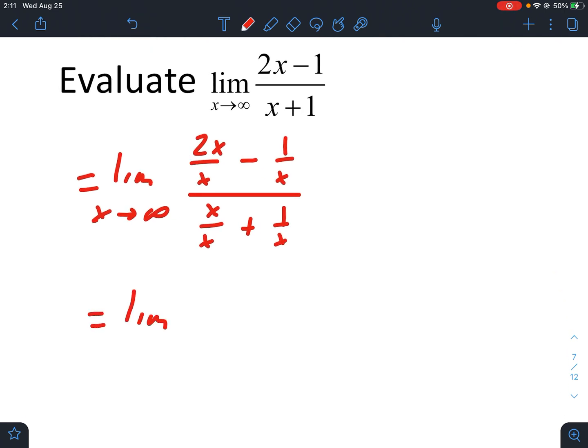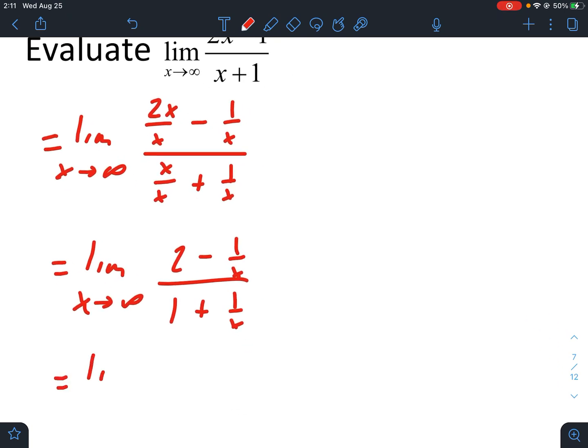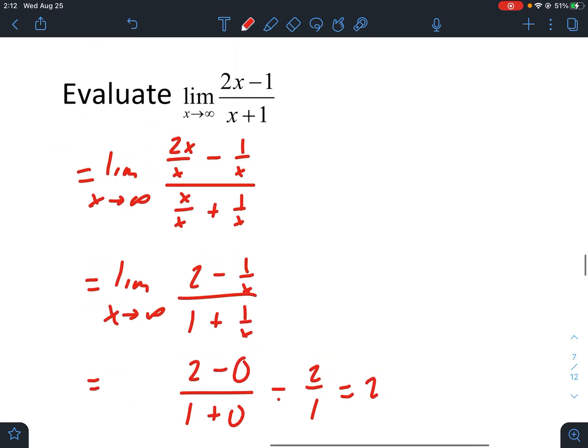Now, if I simplify this, I get 2 minus 1 over x over 1 plus 1 over x. And now if I put infinity in, where I have x's left over, I get 2 minus 1 over infinity, which is 2 minus 0, over 1 plus 1 over infinity, which is 1 plus 0. Sorry, I shouldn't have that limit there. Which is 2 over 1, or 2.